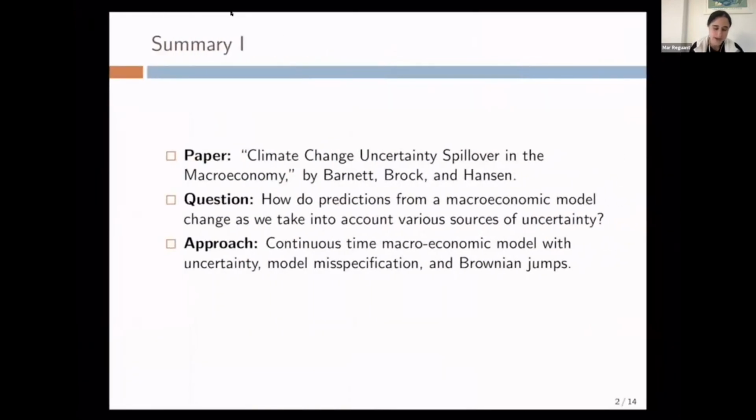So I think Michael was very clear in presenting the paper. This paper is about how to do predictions from a macroeconomic model that take into account various sorts of uncertainty. I'm not an expert in continuous time macroeconomic modeling, but it seems to me that the approach has many interesting features that get combined, such as model misspecification, Brownian jumps, and all these different ingredients that Michael was explaining.